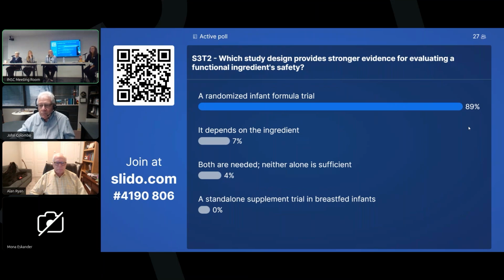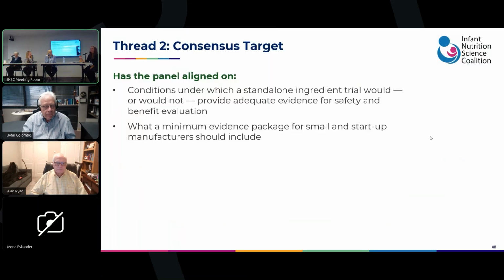Sure. Okay, pretty clear consensus on this one: an RCT is recommended for ingredient investigations. This has been a really cool talk about isolated ingredient investigations. Can I not move forward from the slide? I'm stuck. So we were trying to align on these, and I think we aligned pretty well.